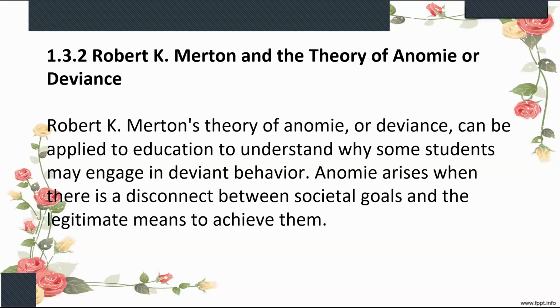Okay, now if we pay our attention, why does this anomie arise? One reason is the disconnection between societal goals and legitimate means to achieve them. What is that? Everybody wants to be rich and lead a very comfortable life. We all like it, we all need money, and we would like to buy anything we want, but it's not practical. But we need money.